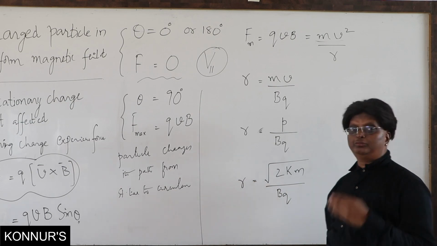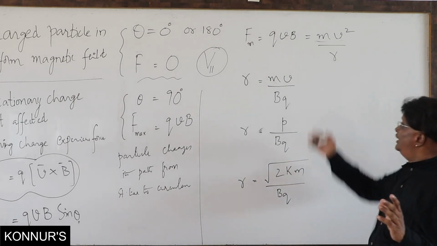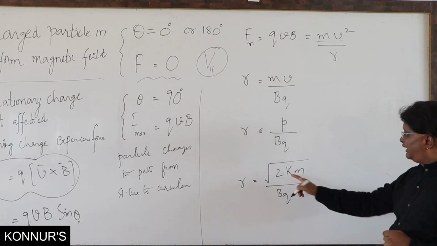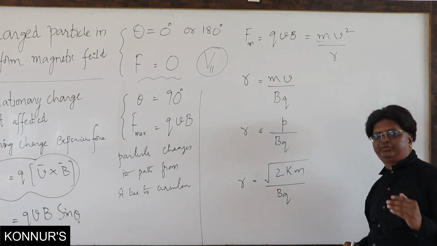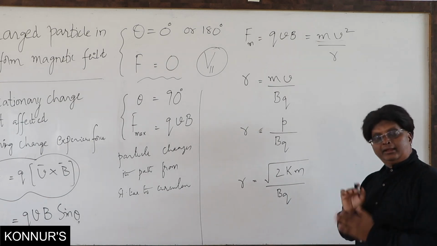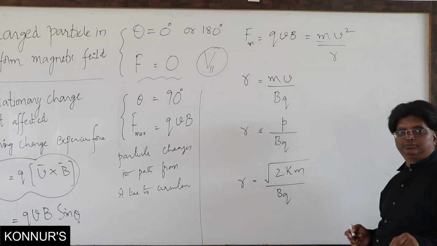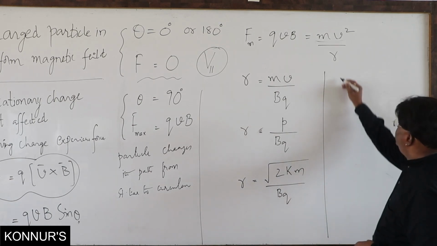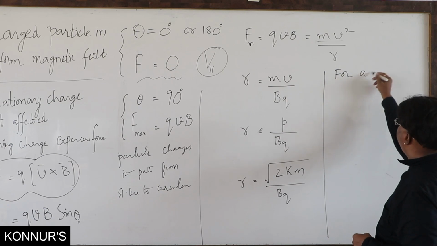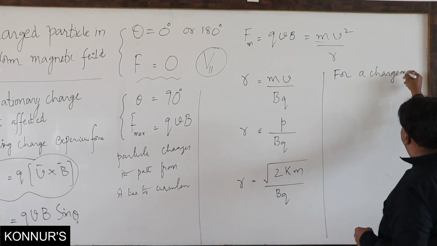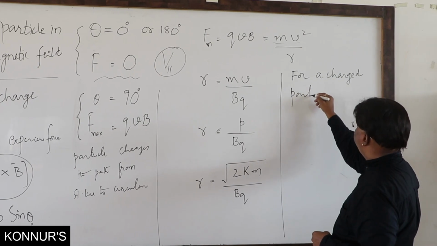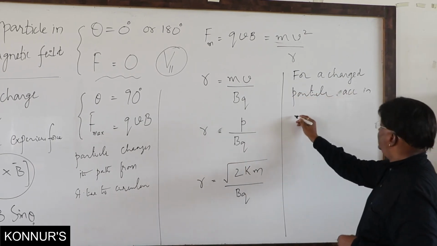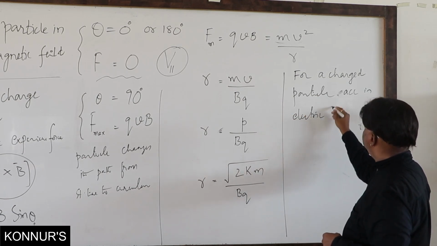Don't feel that we have to memorize all this. This is a very simple momentum written in terms of kinetic energy. Now K here refers to the kinetic energy of the charged particle. Here again I will give you an expression, right? Because it's a very popular one. Now in the case of a charged particle accelerated in an electric field.